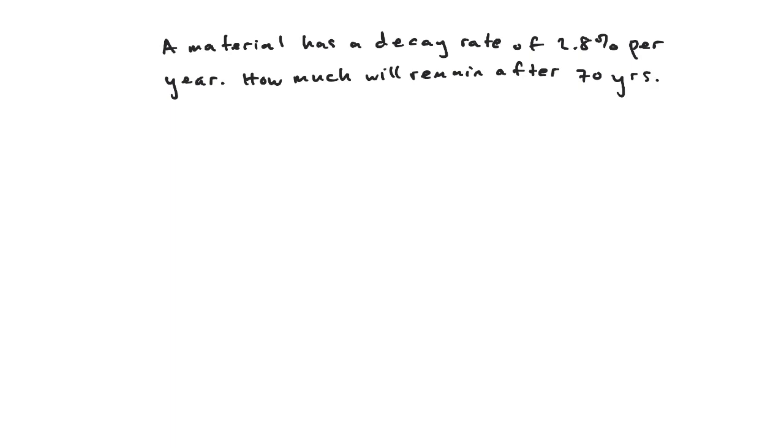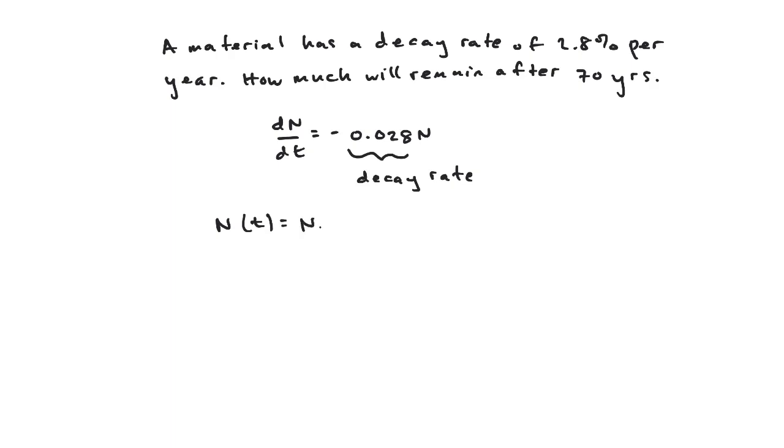So here's what we're going to do: we're going to start with our decay equation, which we'll call dN/dt, and that's going to be minus 0.028N. So this right here is what we're going to call the decay rate, and that's just taking 2.8% and turning it into a decimal, which gives us 0.028. So the amount of substance that we have, N of t, is equal to N naught e to the minus 0.028t, just like we saw on the last slide. And really all we have to do now is plug in 70 years for t.